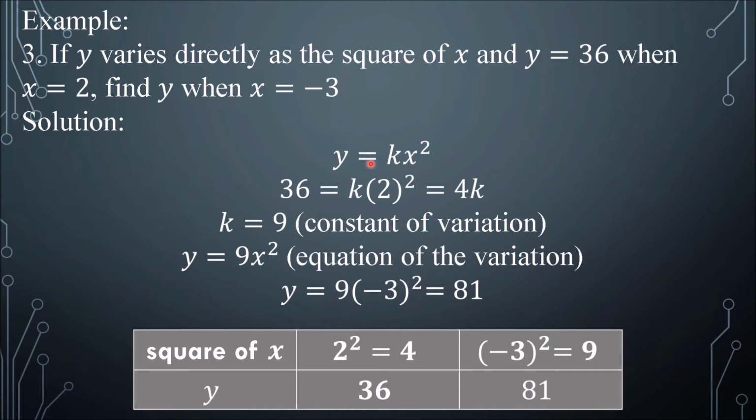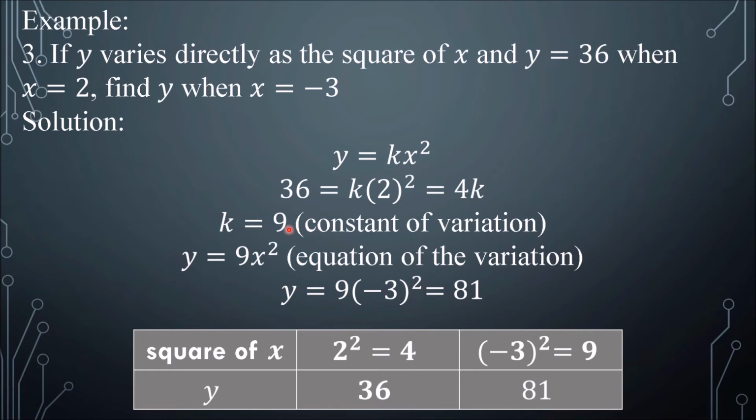So first, copy the formula y is equal to k x squared, because according to the problem, y varies directly as the square of x. Now substitute 36 to y and 2 to x. So this k times 2 squared is 4k. Now 36 is equal to 4k, k is equal to 9. That is 36 divided by 4. Now 9 here is the constant of variation.